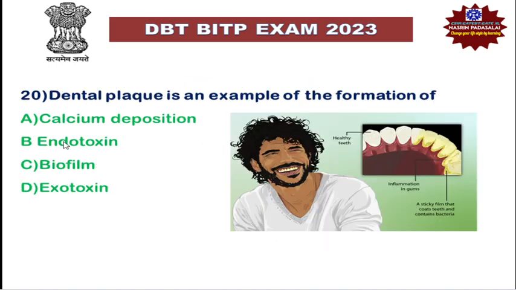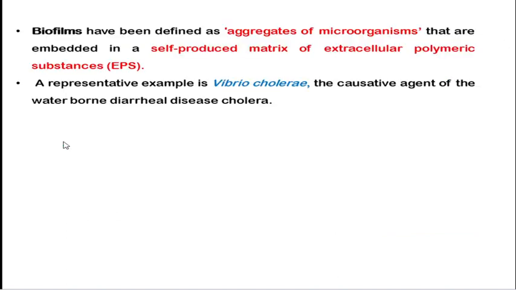Next, dental plaque is an example of biofilm formation. Sometimes when you look at your teeth in front of a mirror, you can find a yellow deposition on your teeth. It looks sticky. When you touch it with your hand, it will be sticky. It forms a coat around your teeth. It is nothing but a deposit loaded with bacteria.